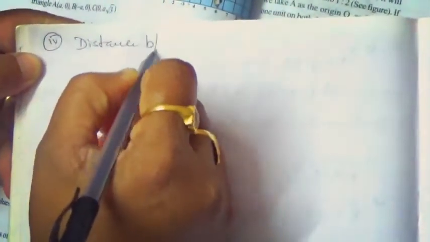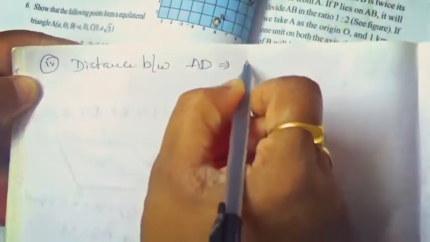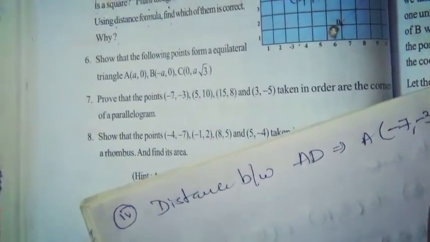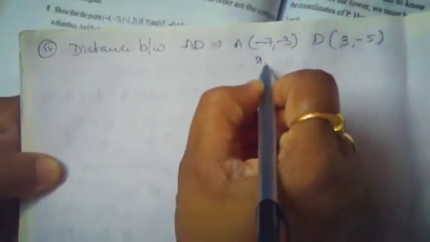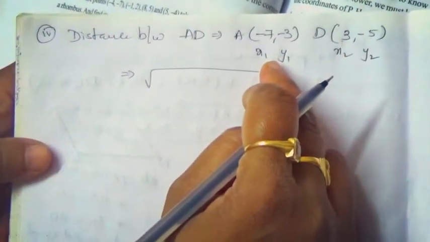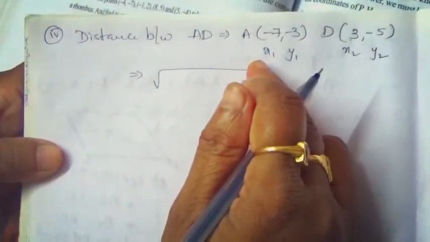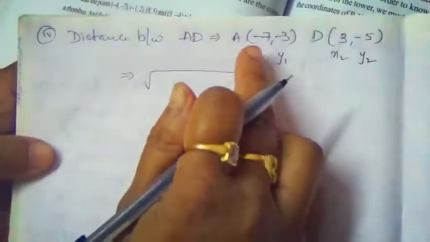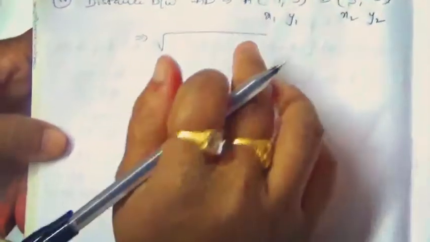Yes. So fourth one, distance between A, D. What is A? (-7, -3). What is D? (3, -5). Let us take these values as x1, y1, x2, y2. So many of the students are confused about writing these coordinates. I noticed so many times that some of the students write x1, x2, y1, y2. That is not correct. The first coordinate is x, the second coordinate is y. Always remember that it is x1, y1, x2, y2, not x1, x2, y1, y2.